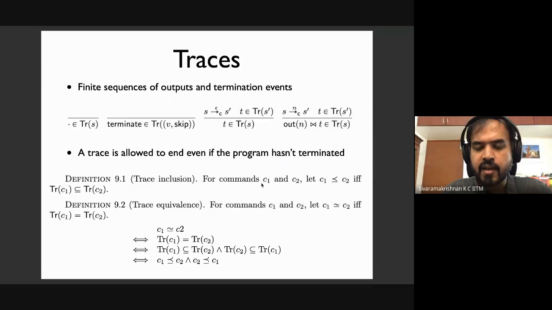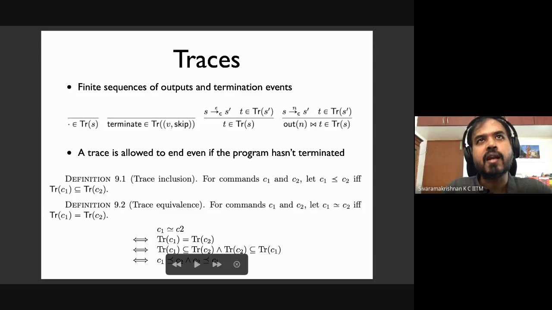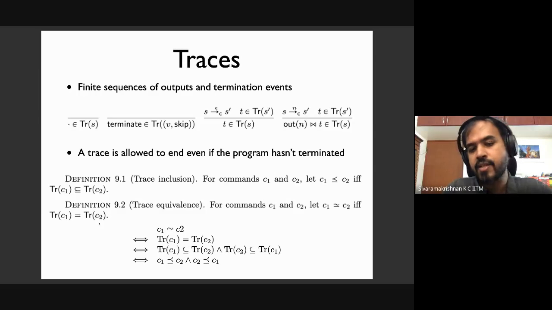So you can say command 1 is included in command 2 if all the traces that are generated by command 1 are subsets of traces generated by command 2. And trace equivalence is they generate the same set of traces, right? And this is what you want for simple compiler correctness. The simple compiler correctness property is that they produce the same set of traces, but also they match one to one, right?